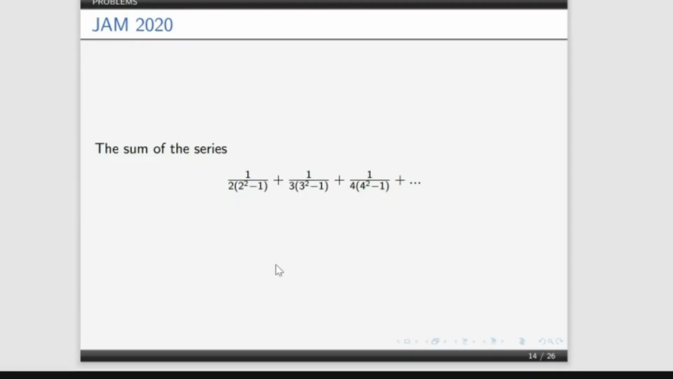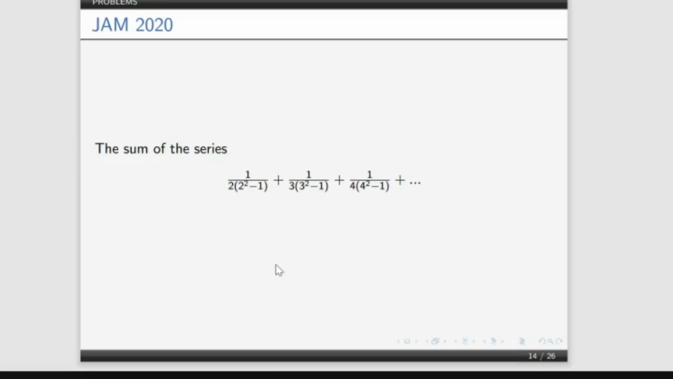So this is the first question. We are asked to find the sum of the series 1 by 2 into 2 square minus 1 plus 1 by 3 into 3 square minus 1 plus 1 by 4 into 4 square minus 1 plus etc. This is a numerical answer type, so we don't have any options. You will have to compute it by yourself. At least you can just tell me the idea that can be used rather than computing the entire thing.